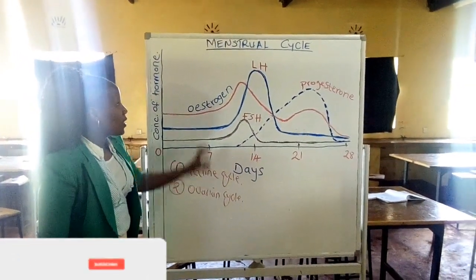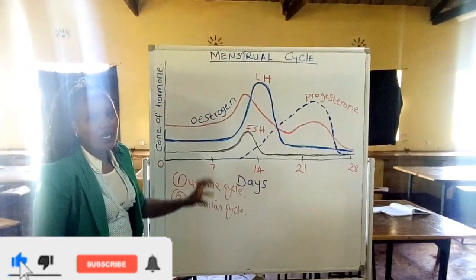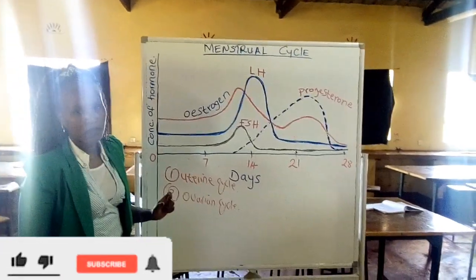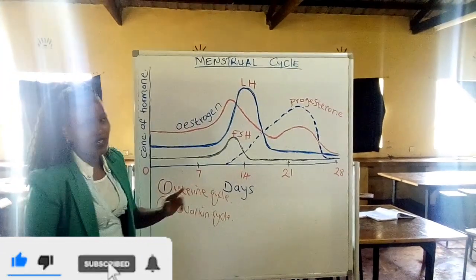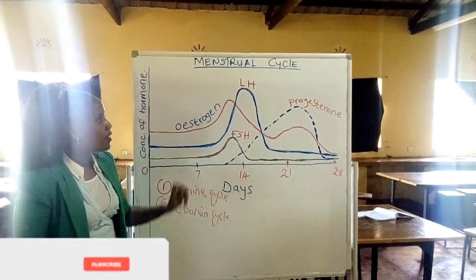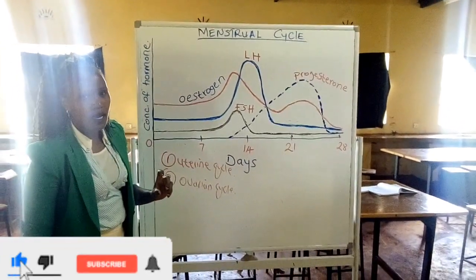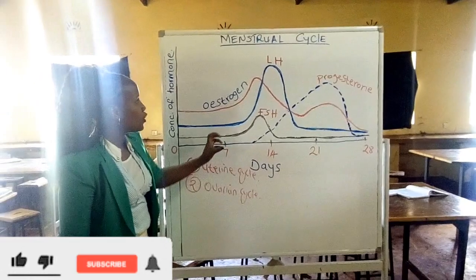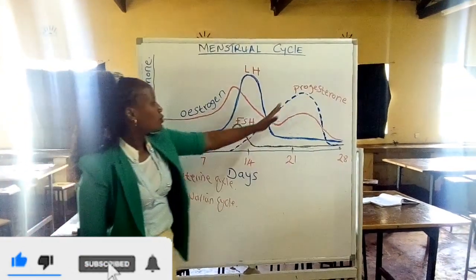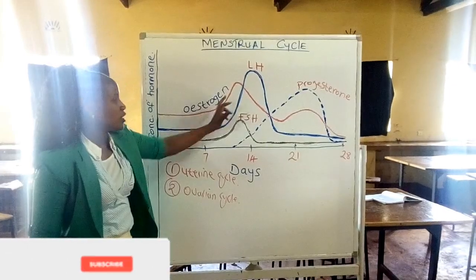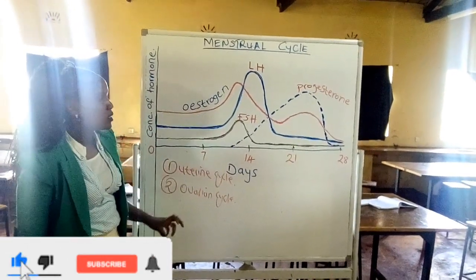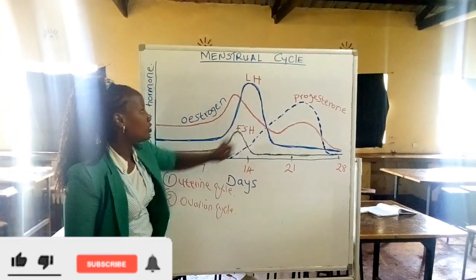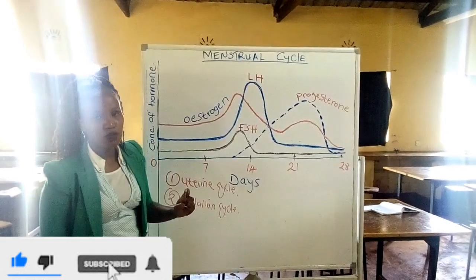The menstrual cycle is entirely controlled by hormones, and these hormones are divided into 2: the ovarian hormones and the gonadotropin hormones. The ovarian hormones are progesterone and estrogen. The gonadotropin hormones are the luteinizing hormone, which we abbreviate as LH, and the follicle stimulating hormone, which we abbreviate as FSH.